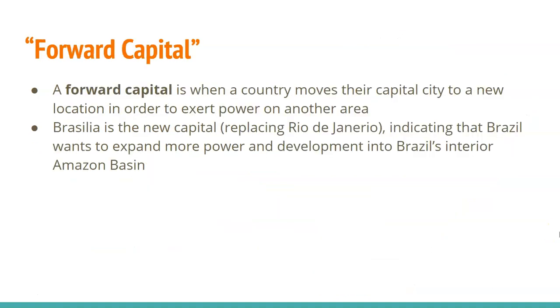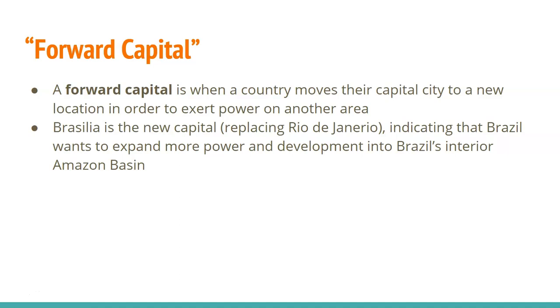So something that Brazil did to get a jump start on this encroachment into the Amazon basin is they create a forward capital, which we had mentioned in our North Africa lecture. A forward capital is when a country moves their capital city to a new location in order to exert power on another area. In our North Africa, Southwest Asia lecture and then our South Asian lecture, we saw this in terms of Pakistan moving their capital to get closer to a border of another state, another country.